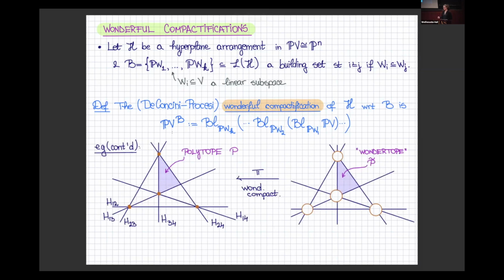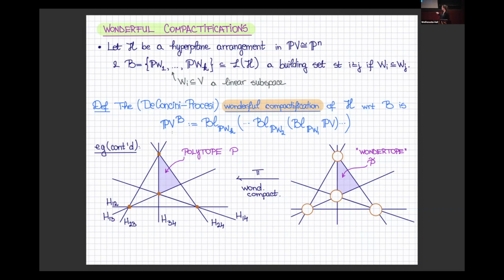Continuing the example from the previous slide, I have a 6-line arrangement in the projective plane, and the highlighted elements in the building set I considered were precisely the 4 points that arise as triple intersections of lines. And then to take the wonderful compactification, I blow up each of the points, which means I just replace each point by a P1.